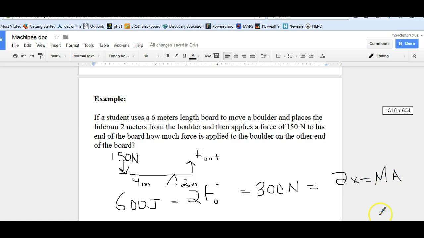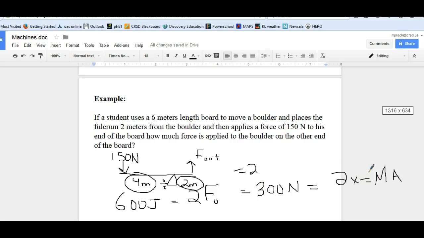MA, mechanical advantage. And a real easy way to figure out mechanical advantage is really this distance. So you got a 4 and a 2, you divide these out. The two distances, the distance in, the distance out, that will give us 2. So that's the mechanical advantage. And then if we just take 150 times 2, we know the force out.